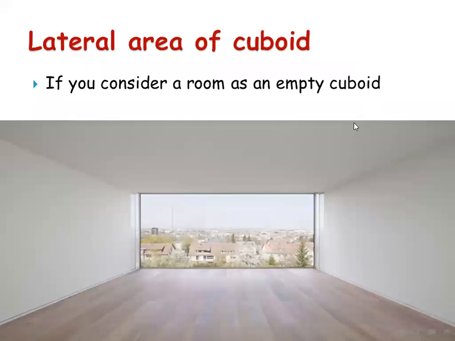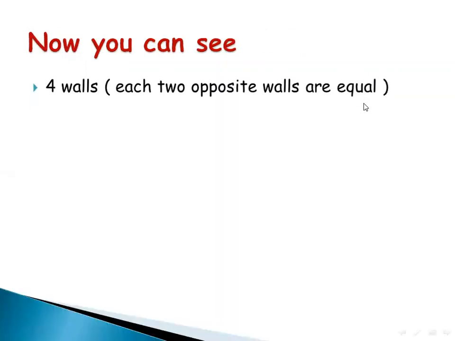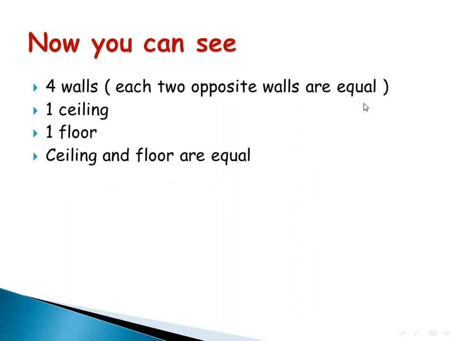Okay, did you imagine yourself sitting in an empty cuboid room? So tell me what you see. You can see 4 walls. Each 2 opposite walls are equal in area. You can see 1 ceiling up and 1 floor down. Ceiling and floor are the bases of the cuboid, and they are equal in area.